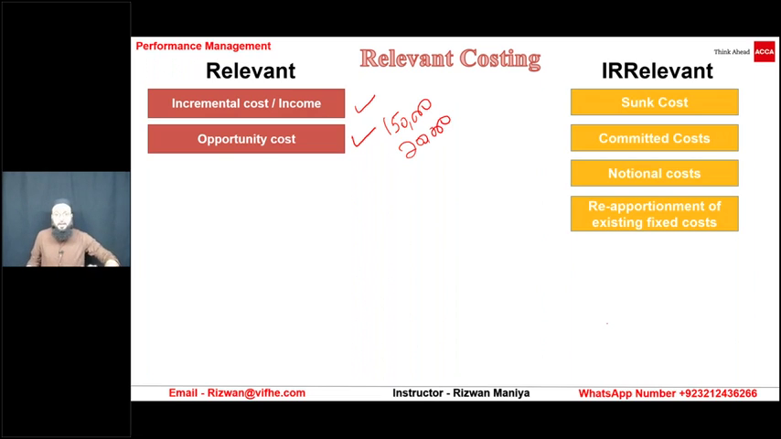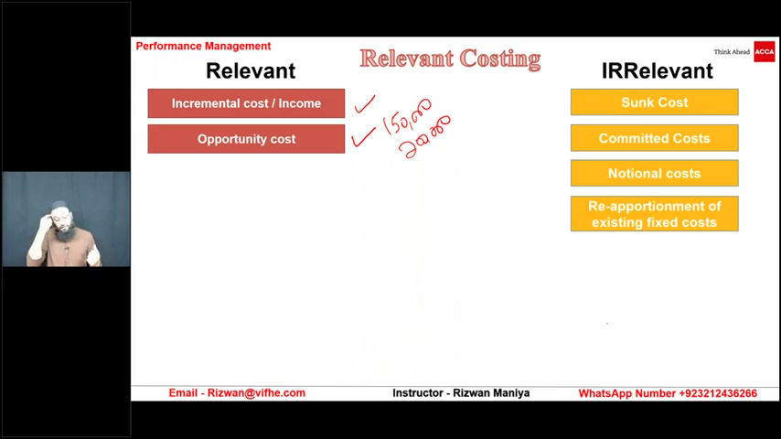Are you getting my point? You will switch from 150,000 to 200,000. So the 150,000 is the sacrifice you are making. You are leaving that job of 150,000 for the job of 200,000. So that is your opportunity cost. Remember, whatever compromise, whatever sacrifice you make by opting for one option, that is known as opportunity cost.